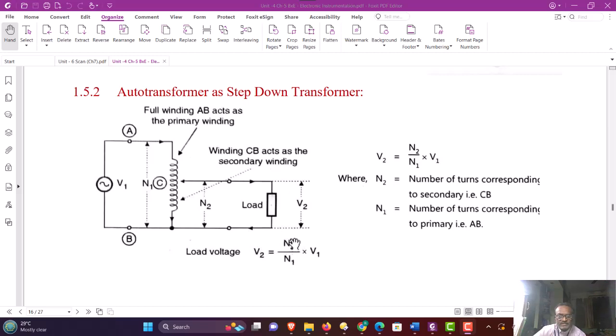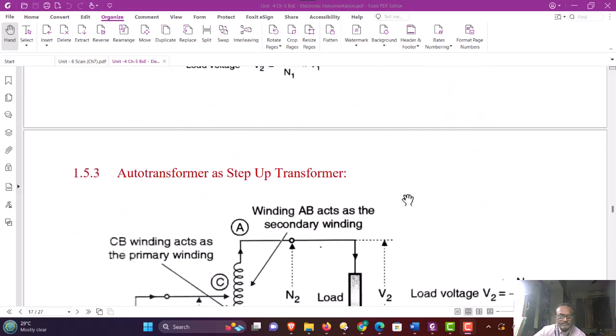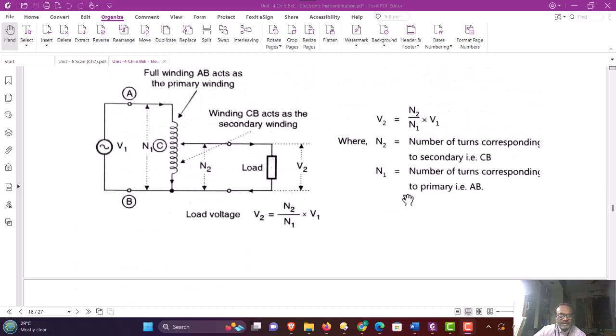When N2 is 0, output voltage V2 is 0. If N2 is maximum, equal to N1, then output voltage V2 is the same as input. And in this case, the ratio N2 by N1 is always less than 1, and therefore V2 is always less than V1.